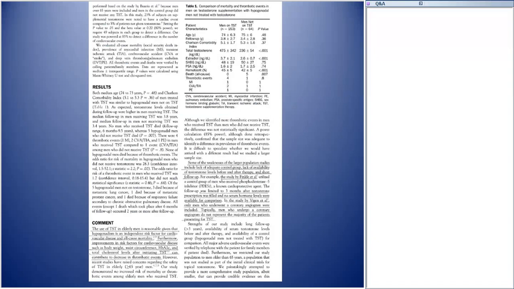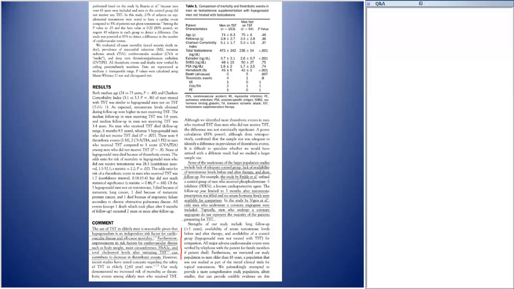The use of testosterone therapy in elderly men is reasonable given that hypogonadism is an independent risk factor for cardiovascular disease and all-cause mortality. You didn't want to use the testosterone in these patients because you did not want to reduce all-cause mortality, doctor? No comment. They didn't qualify for it.